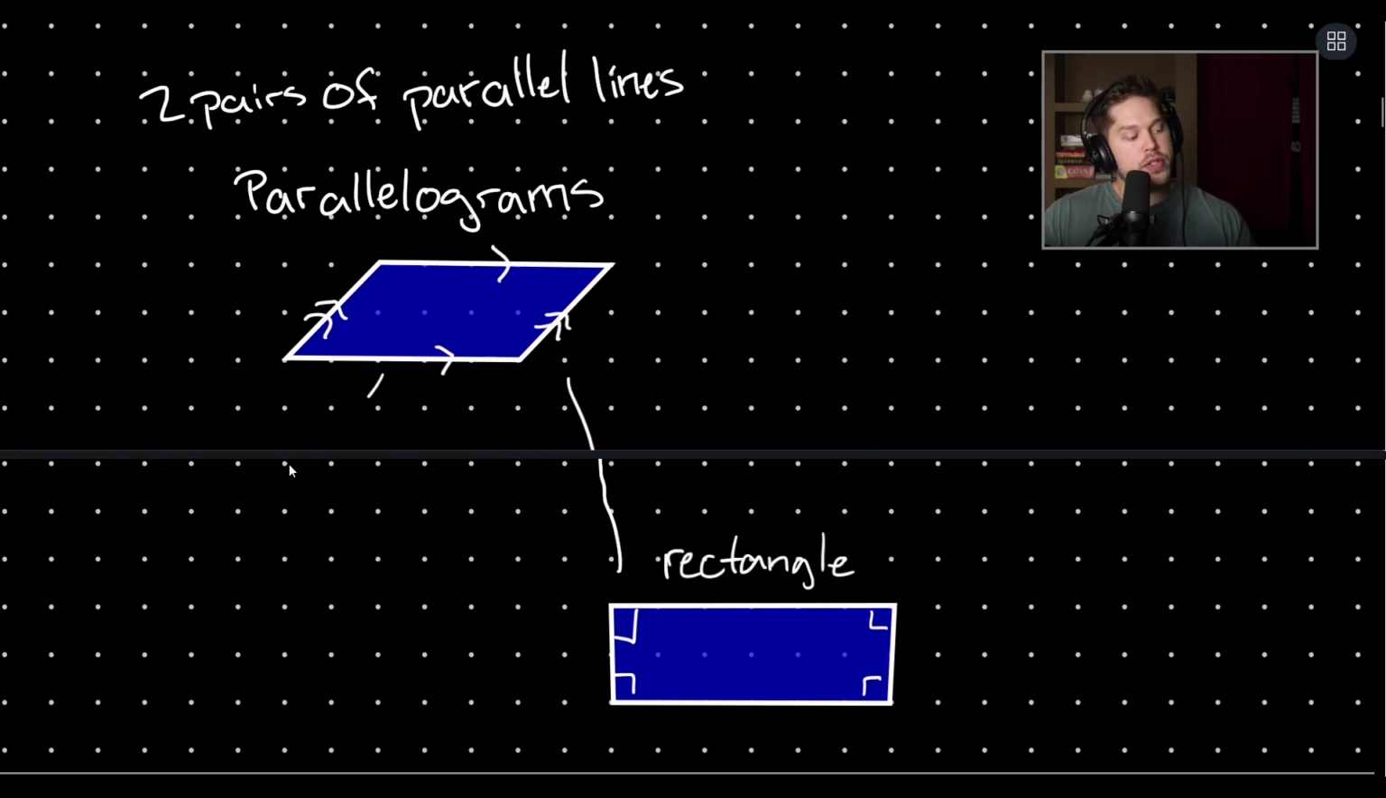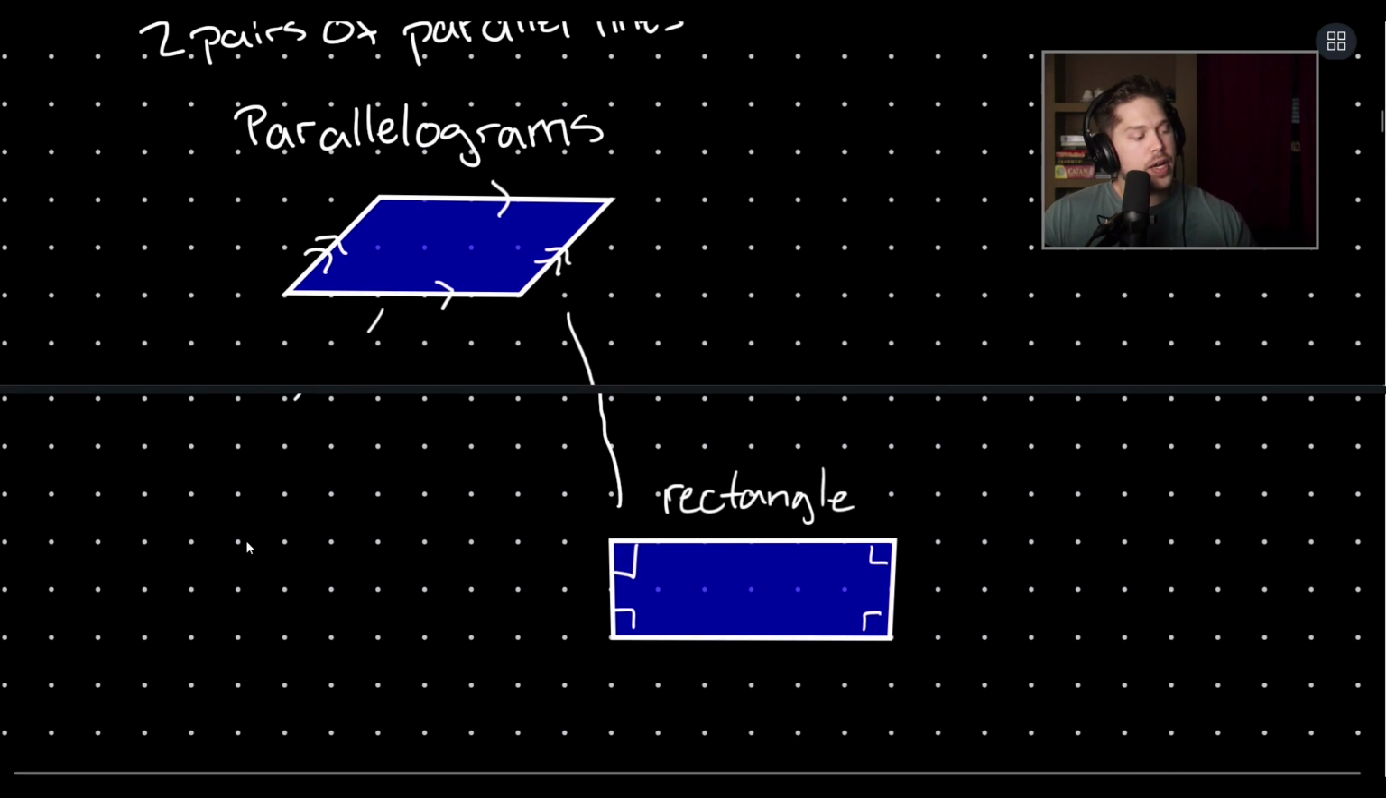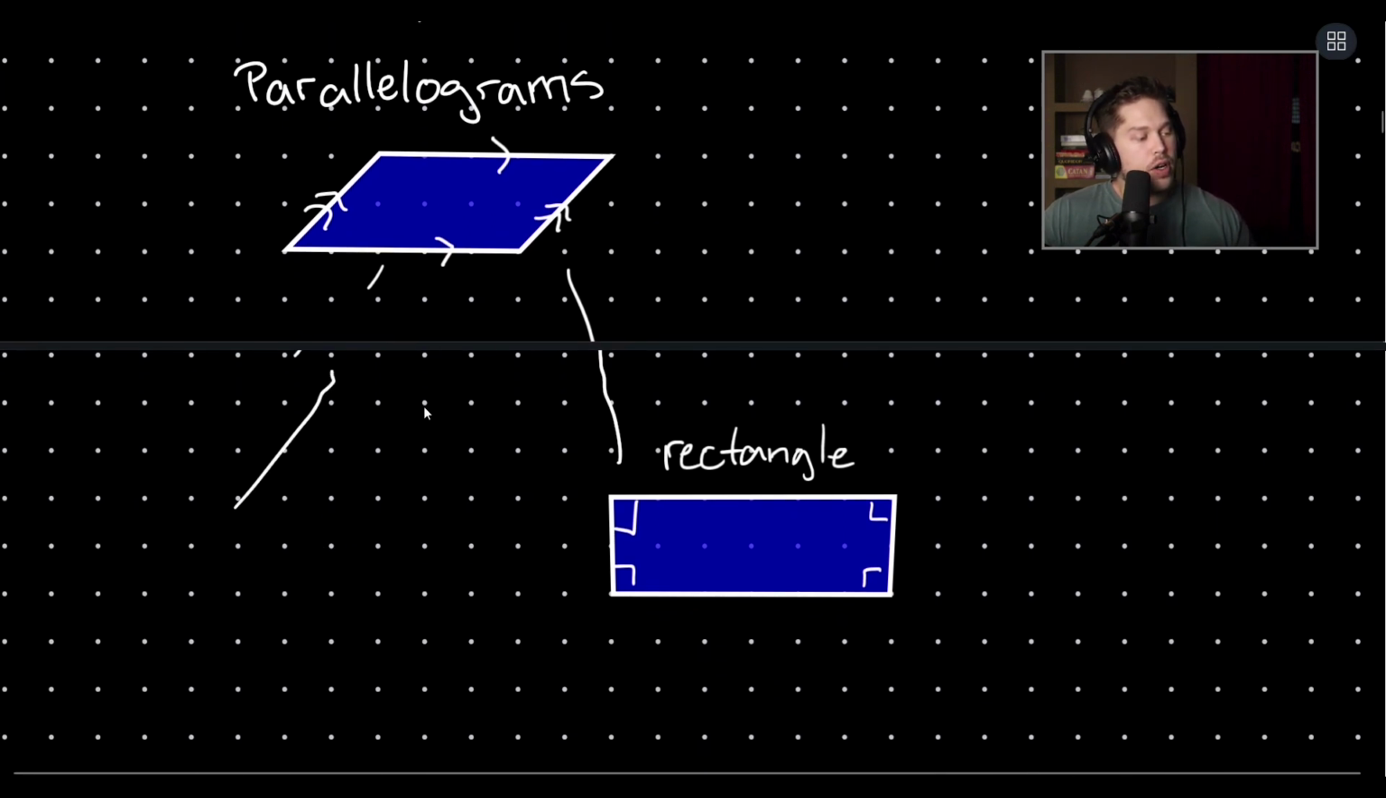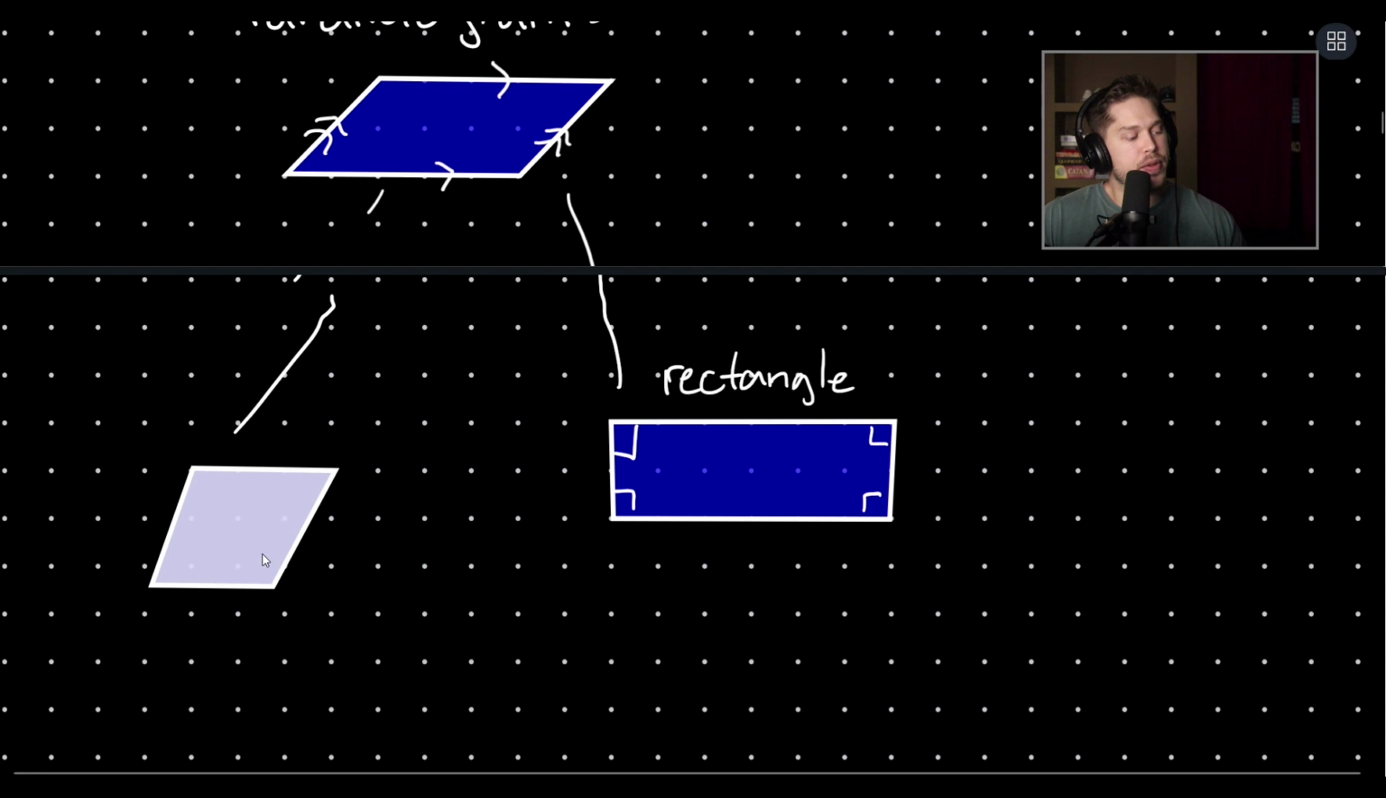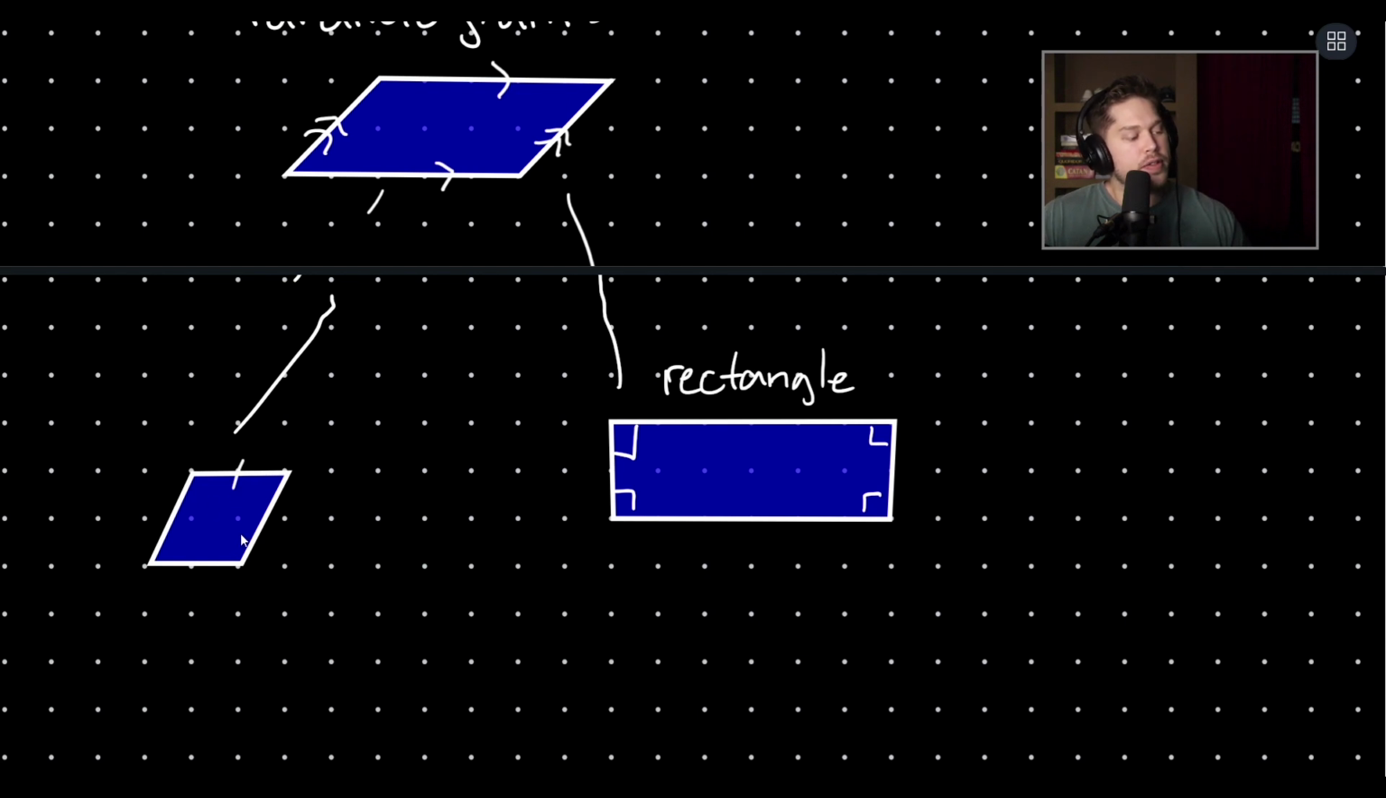And then another special type of parallelogram is called a rhombus. And a rhombus is interesting in that all four sides of a rhombus, definitely didn't draw that perfectly. Let me try again for my rhombus. So a rhombus, all four sides of the rhombus are the same length. There we go, this looks better. So all four sides of the rhombus are the same length.